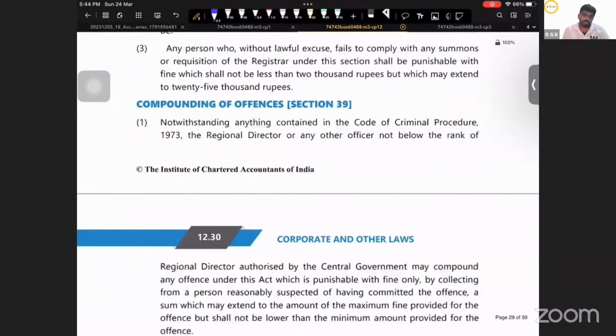Next is compounding of offenses. You should understand there are some things you have to remember when it comes to compounding of offenses. Compounding of offenses means instead of prosecuting someone, instead of going through the process of prosecution, you settle the matter at the regional director level. The power of compounding is given to the regional director, not prosecution.